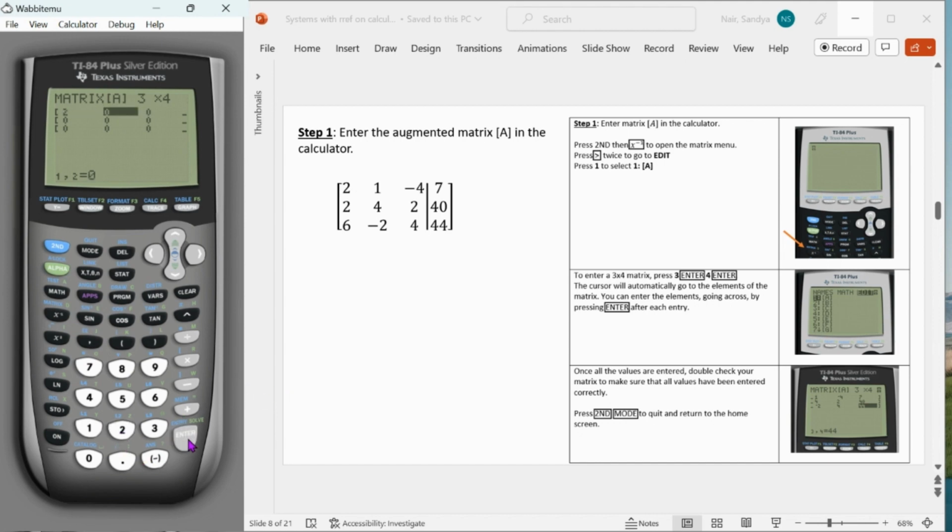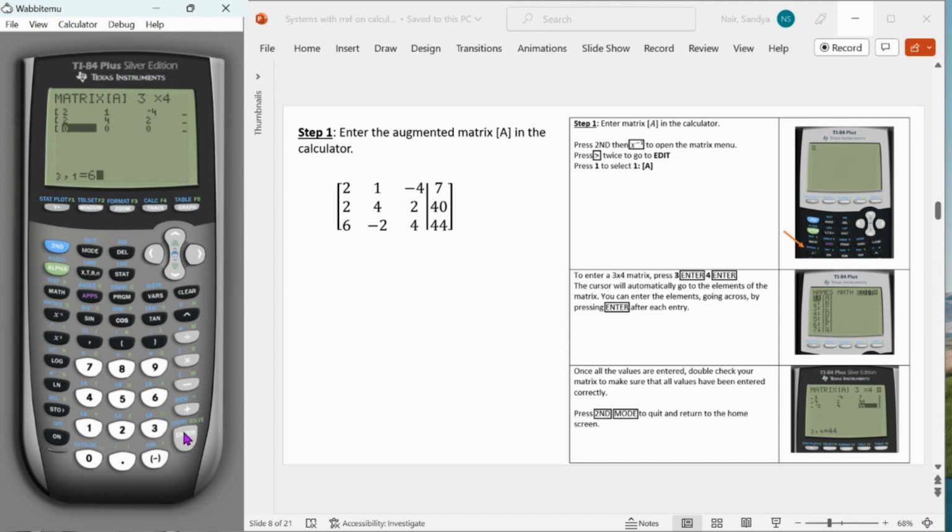So let's go ahead and enter our values. We have 2, enter, 1, enter, negative 4, enter, 7, enter, and then 2, 4, 2, and then 40.